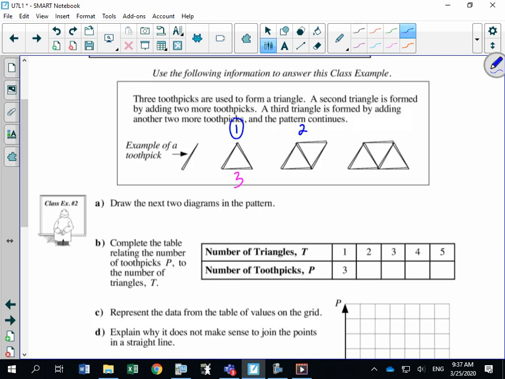And then here I have 2 triangles. Count up the number of toothpicks. So 1, 2, 3, 4, 5 toothpicks. Here I have 3 triangles. And the number of toothpicks, 1, 2, 3, 4, 5, 6, 7. And what we're going to do is we're going to see, okay, do you see a pattern? One triangle has 3 toothpicks, 2 triangles have 5, 3 have 7.